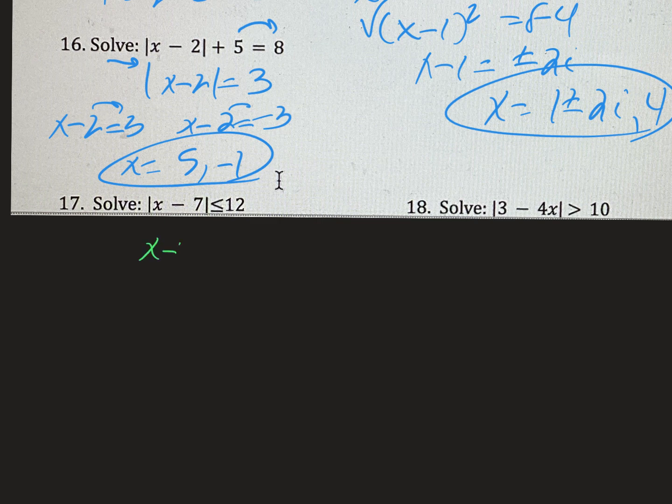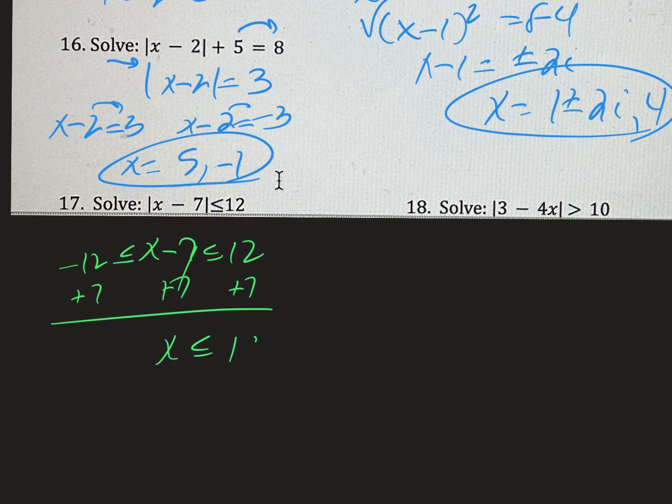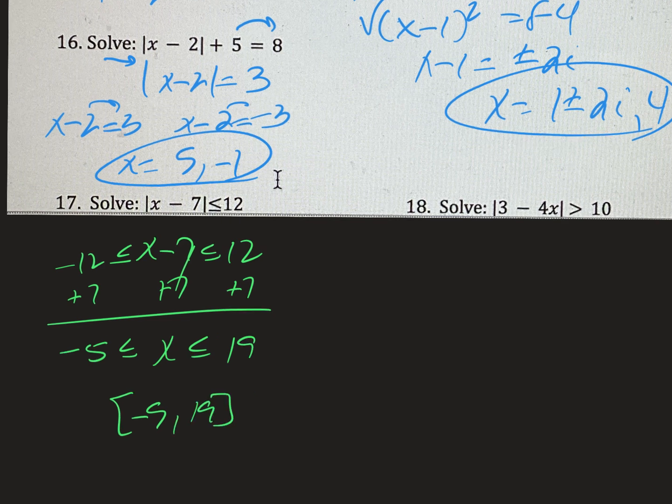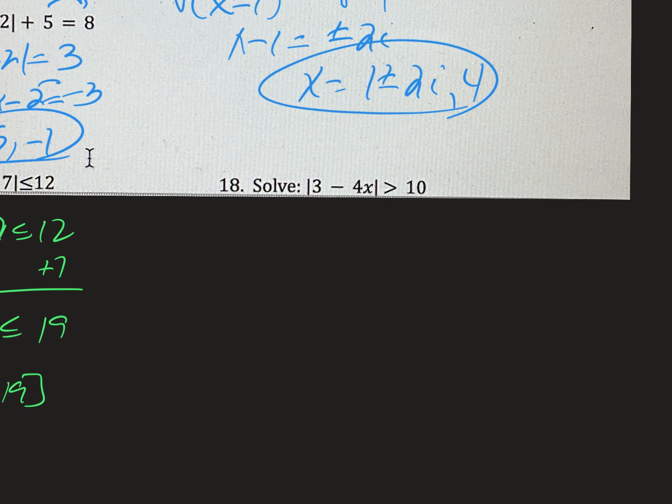So I can take the absolute value away by writing it like this because it was less than. Just add 7 to all 3 sides. And I get 19 over here, and over here I get negative 5. So it's going to look like negative 5 to 19. And there's that one.